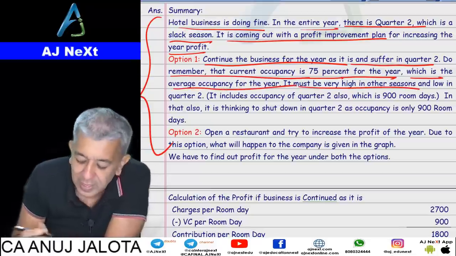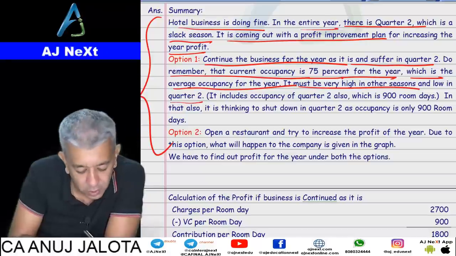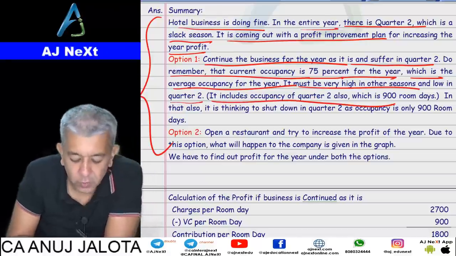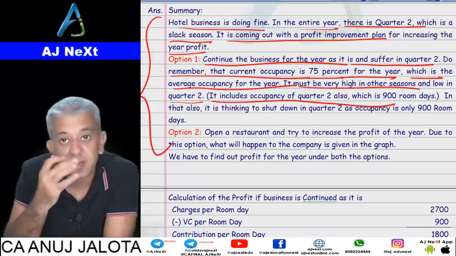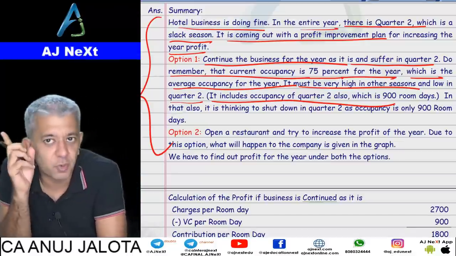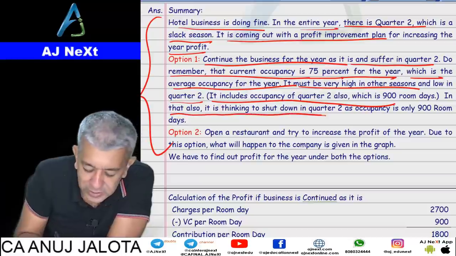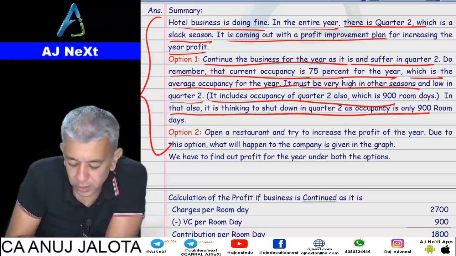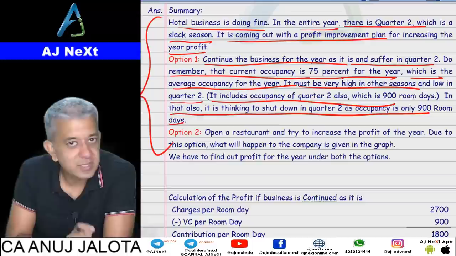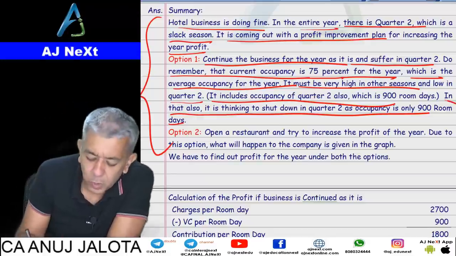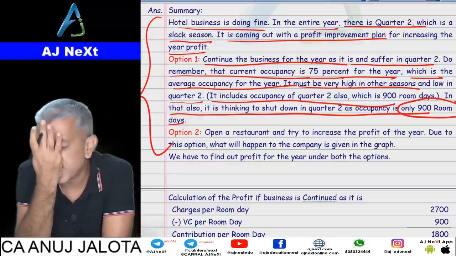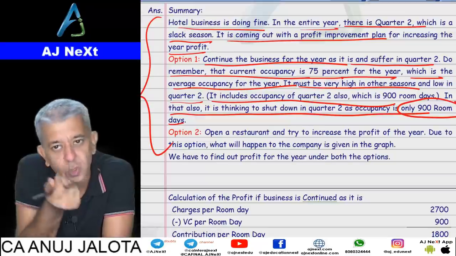It must be very high in the other seasons and low in quarter two. It also includes occupancy of quarter two, which is 900 room days. So, beta, that 6844 had those 900 room days included. In that also, it is thinking to shut down in quarter two as occupancy is only 900 room days. This was one option. We said, brother, this option is not to be taken, because you will lose that 16,20,000 also which you are getting.